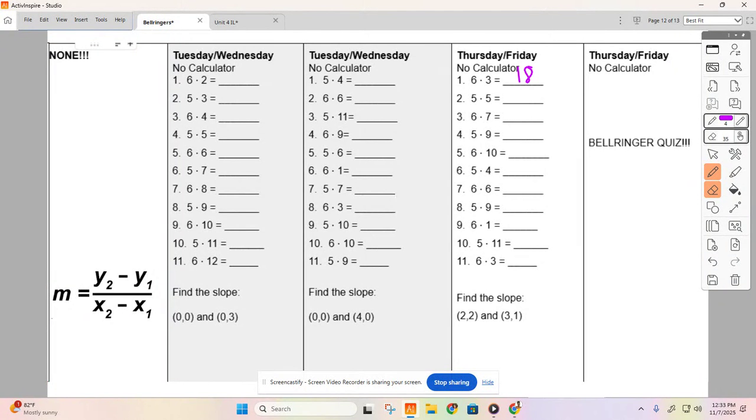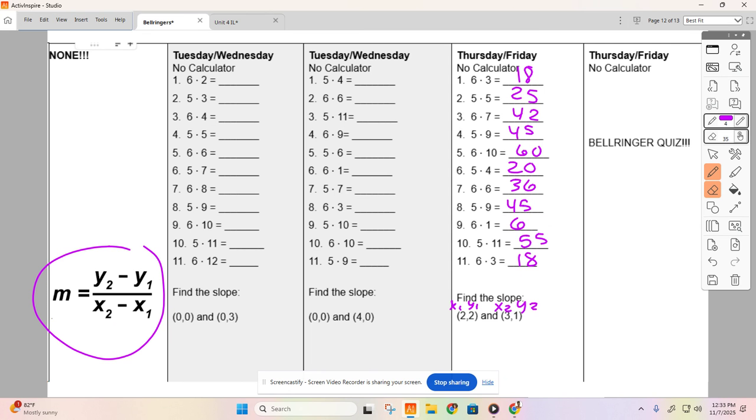So this was 18, 25, 42, 45, 60, 20, 36, 45, 6, 55, and 18. For your slope, you're using this formula. If it helps you, you can label your points. This is x1, y1, x2, y2. I put it into the formula.